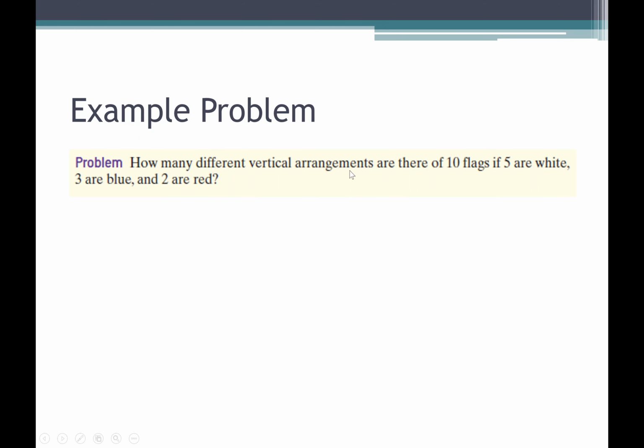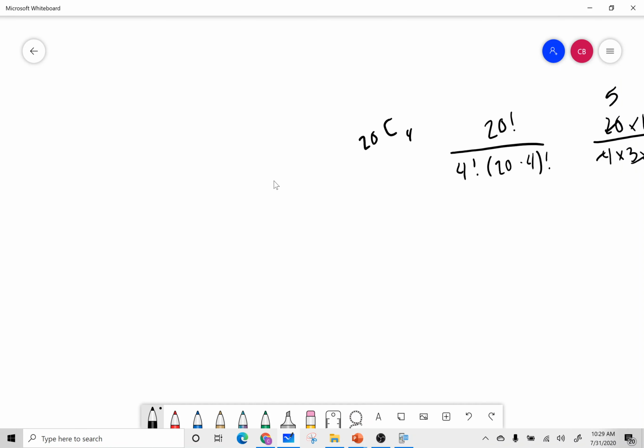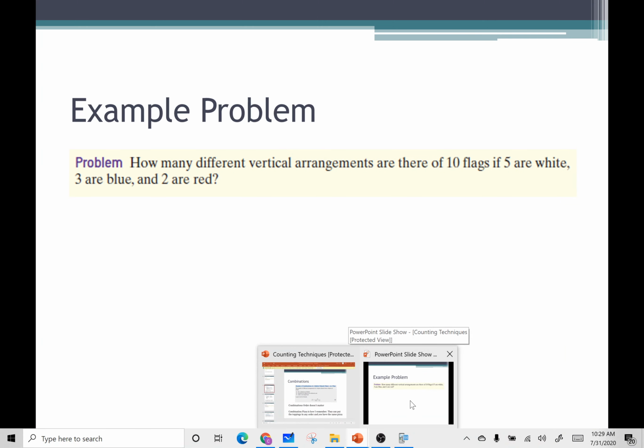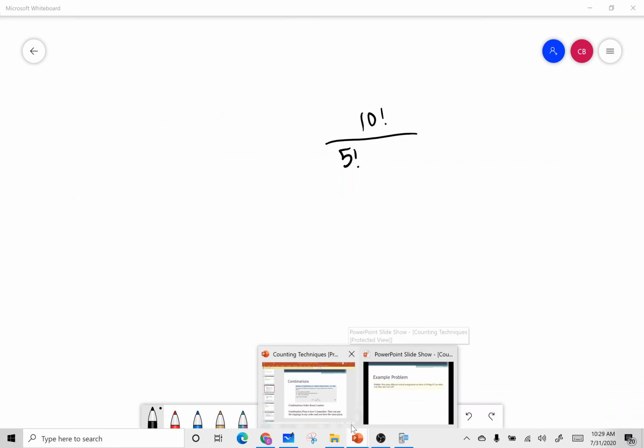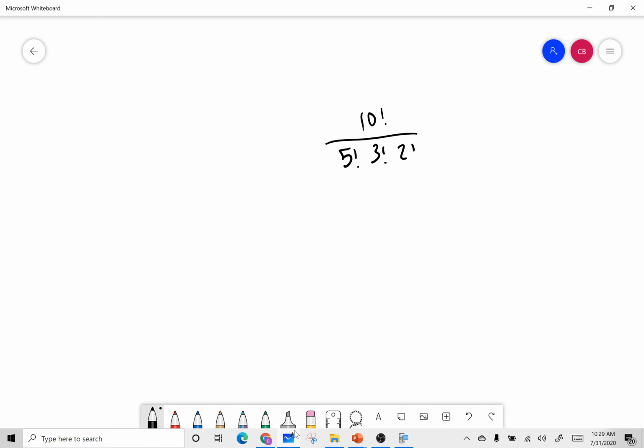So how many different vertical arrangements are there of 10 flags if 5 are white, 3 are blue, and 2 are red? If we want to do that, then what that formula said was we have 10 factorial over 5 white, or was it 5 blue? It doesn't matter. 5 white, 3 blue, 2 red. So 5 factorial, 3 factorial, 2 factorial.